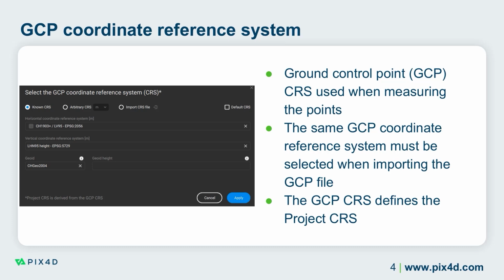To select the GCP coordinate reference systems in PIX4Dmatic, you must first enter the horizontal CRS. Once you have chosen the horizontal CRS, the vertical CRS will be filtered based on your selection. If necessary, select the appropriate geoid or enter the geoid height. Due to the complexity of choosing the correct vertical coordinate reference system or geoid, we will discuss each separately.